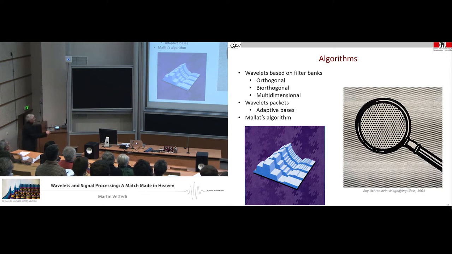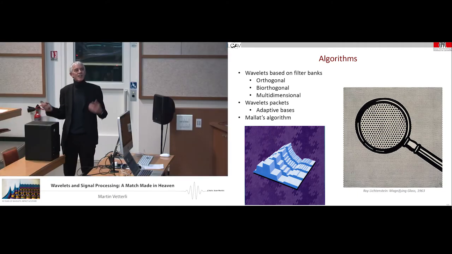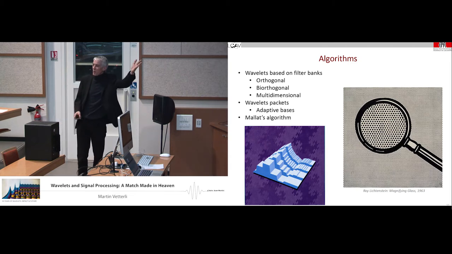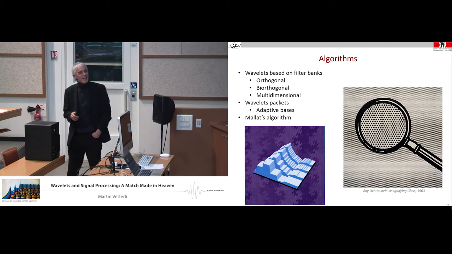So, of course, they are related to filter banks. You have all sorts of constructions, especially multidimensional ones, which are cute because they are very esoteric. You can do adaptive bases. And then there is, of course, Stéphane's algorithm, which allowed going between continuous and discrete in a quantitative way. And I'll come back to that when I talk about sampling. And the picture that subsumes it all is this one, which I think I used probably in the talk 30 years ago.